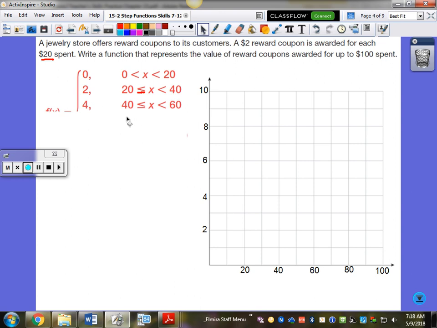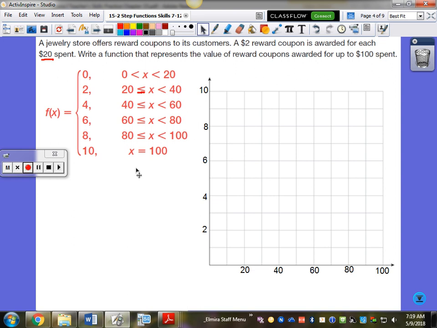Okay, so what happens when you spend $40? You're up to the next level of $4, all the way up to $59.99. You're going to get a $4 coupon. So that's why there's no equal bar for the 60. Once you hit 60, we get an equal bar because you're going to get $6 worth of coupons, $2 more. $8 gets you up to 100. And then once you hit $100, you're going to get a $10 coupon.